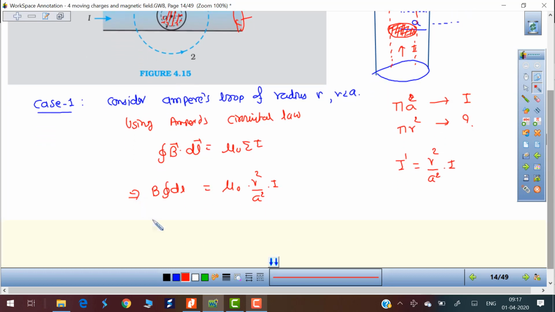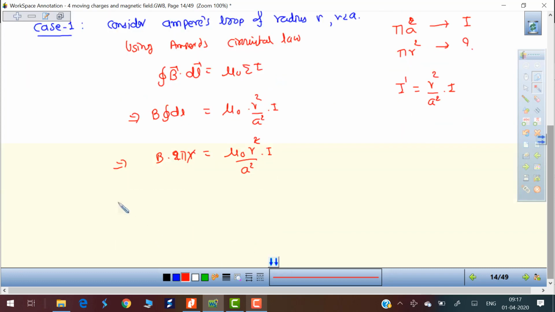Okay. Now, if you do integration for this loop, how much? So it is circumference 2 pi r is equal to mu 0 r square upon a square I. And so what is the magnetic field B? One r is cancelled out. So what we get? B is equal to mu 0 upon 2 pi a square I into r.